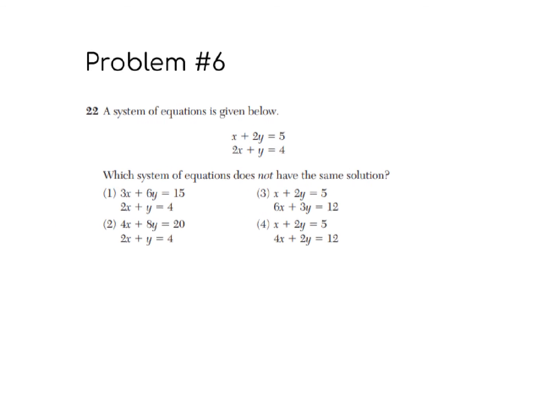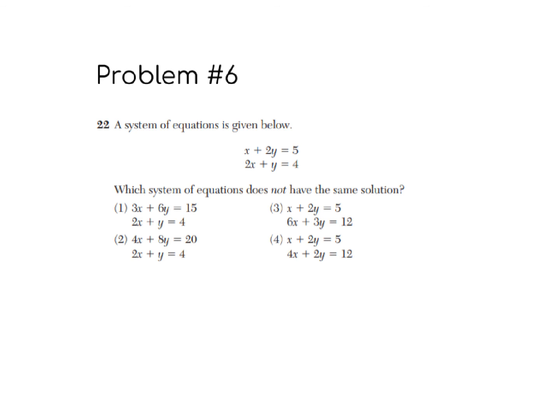And the last problem, here's our system. Which one does not have the same solution? So you have a couple of options. You could plug into your Inspire and check them all, or you could look for some patterns. So here we have 1x plus 2y is 5, and 2x plus 1y is 4. So if these are multiplications of the original, then they will have the same solution. So 3x plus 6y, they've multiplied by 3, and that is just the top equation multiplied by 3. The bottom equation is the same, so that will have the same solution.